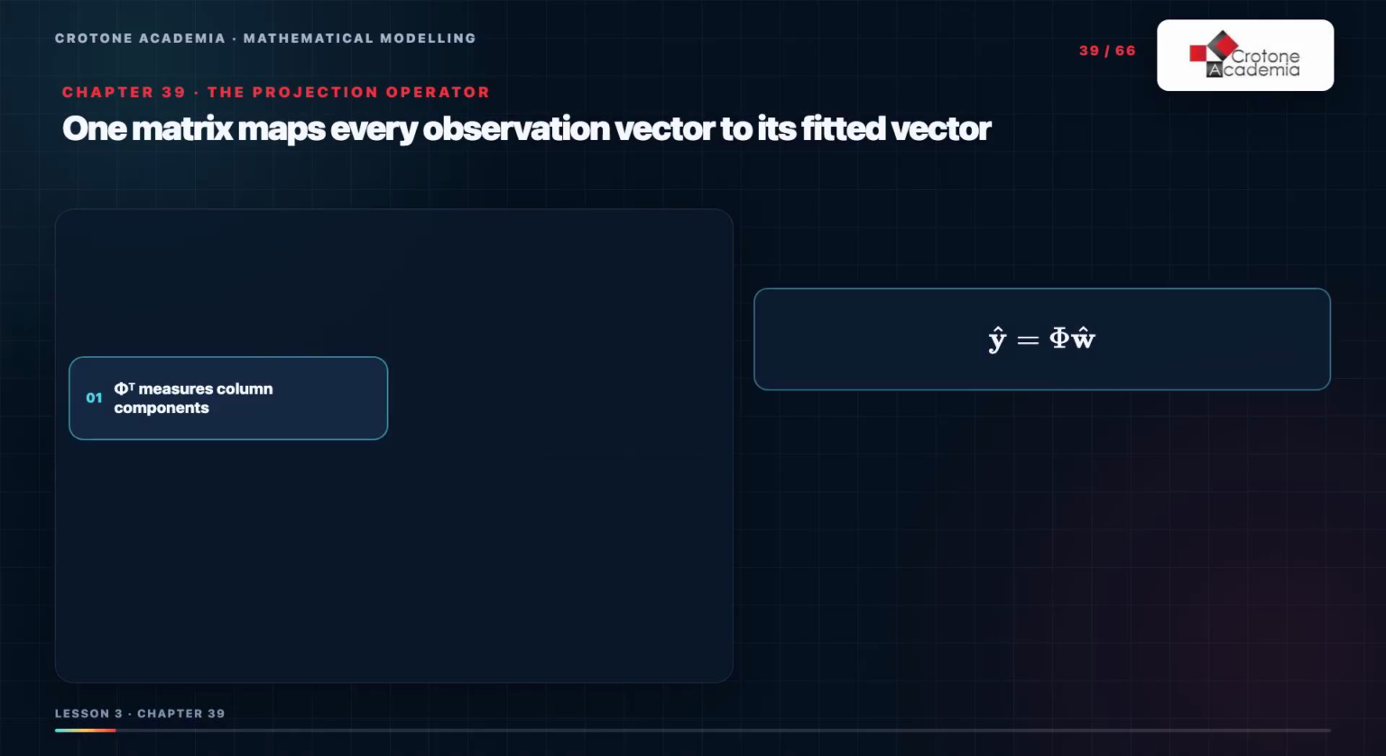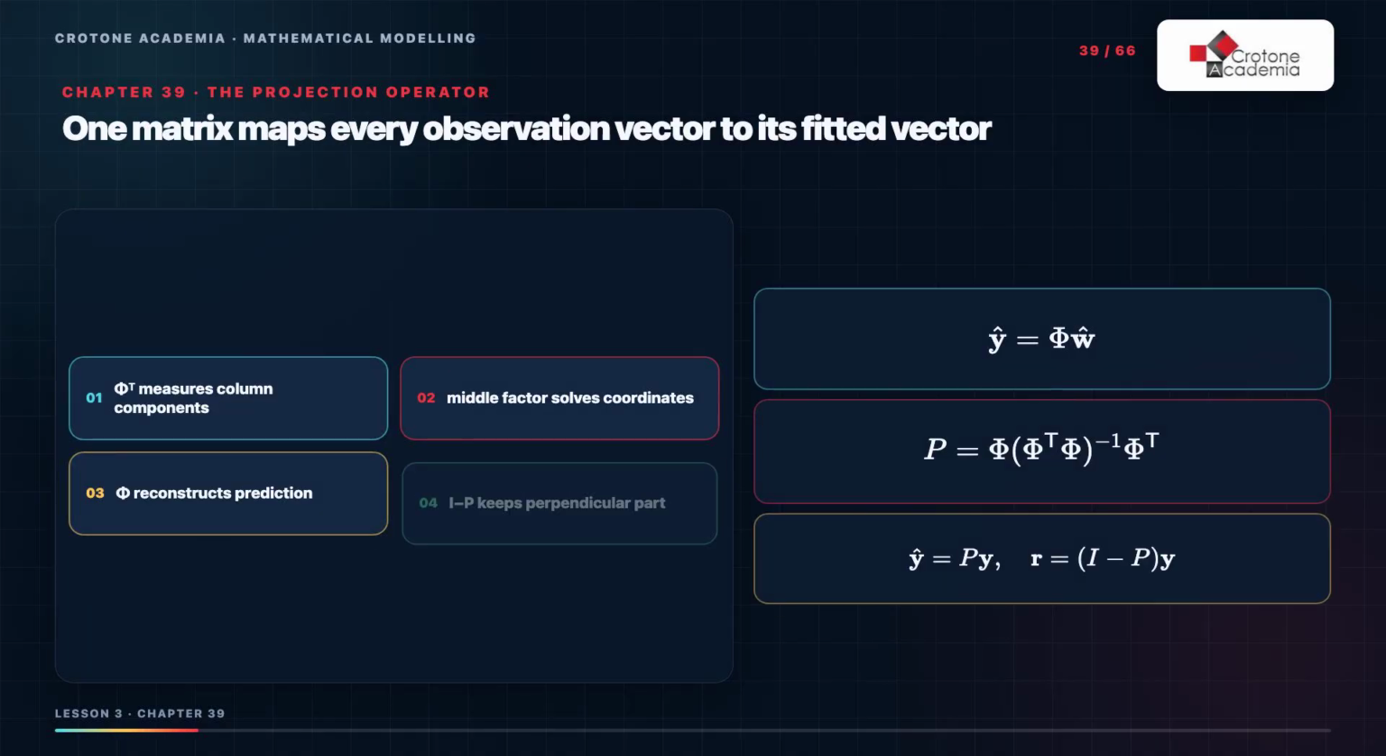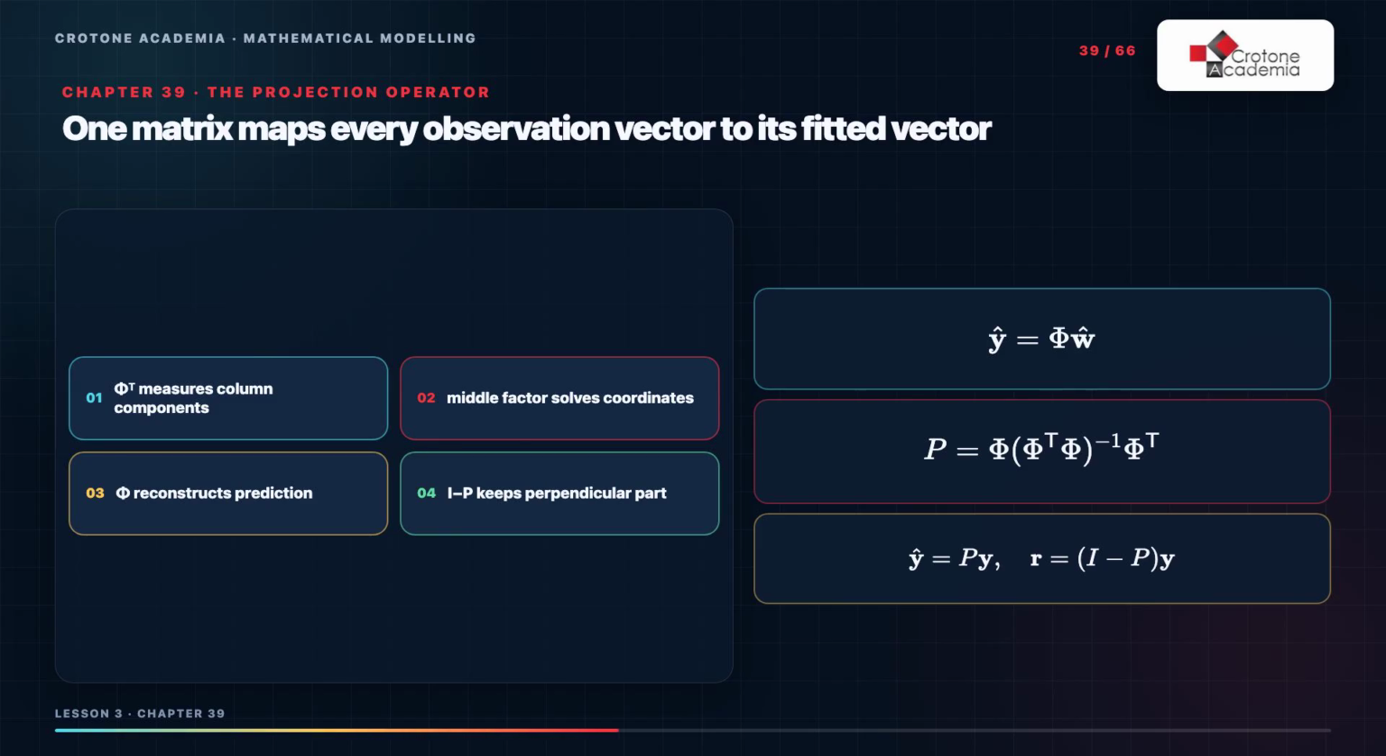Substitute the closed form weights into y hat equals phi times w hat. The result is phi times the inverse of phi transpose phi times phi transpose y. Now define the matrix multiplying y as P, then y hat equals Py. The residual is y minus Py, or I minus P times y. P keeps the component inside the model space, I minus P keeps the perpendicular component.